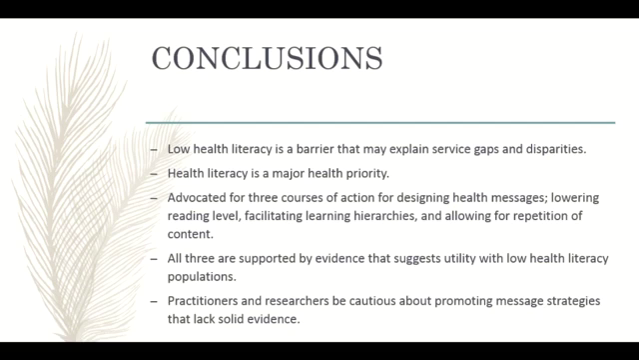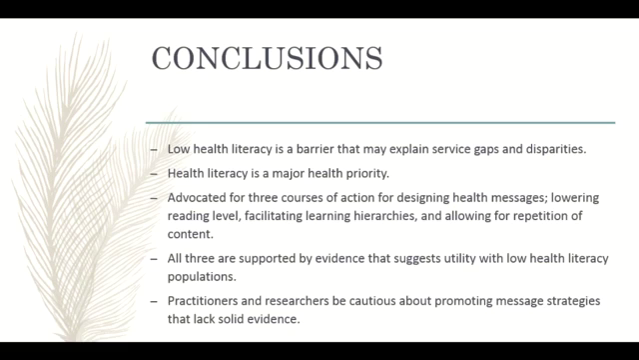The conclusions that Jacob D. Jensen makes in this chapter is that low health literacy is a barrier that may explain service gaps and disparities. Health literacy is a major health priority. He advocated for 3 courses of action for designing health messages, and those are lowering the reading level, facilitating learning hierarchies, and allowing for repetition of content.